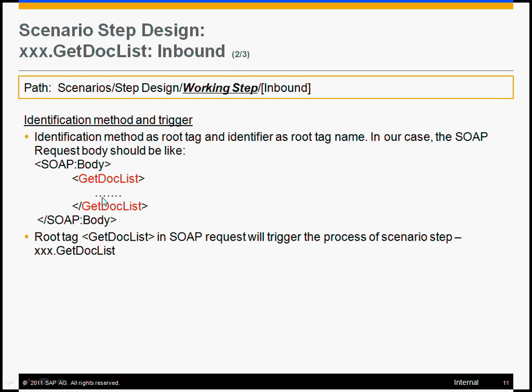because we would like to have the SOAP request, the schema like this: SOAP request body, and then get doc list. And we would like to use the get doc list to identify the method here. We would like to use the root tag. The root tag, we're using the get doc list as our method identification. And then if the web service, if the B1if finds the root tag is get doc list, then it will trigger the scenario step we just created. So we use the root tag as the identification method.